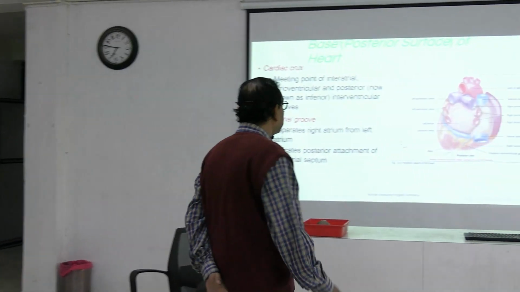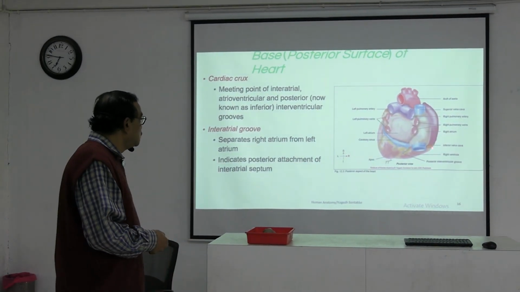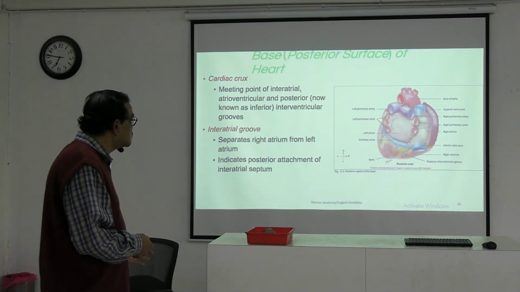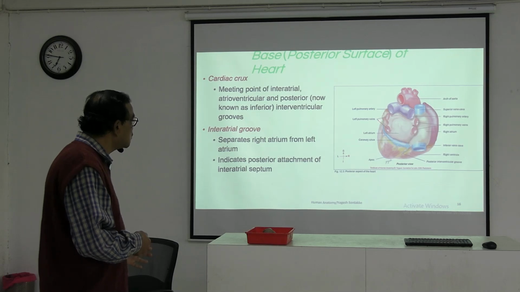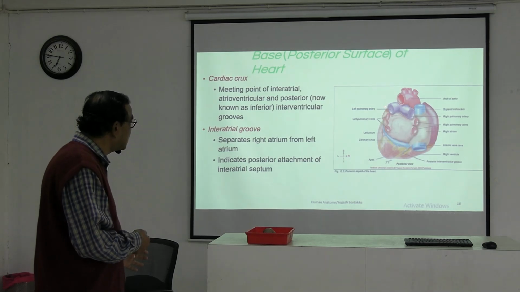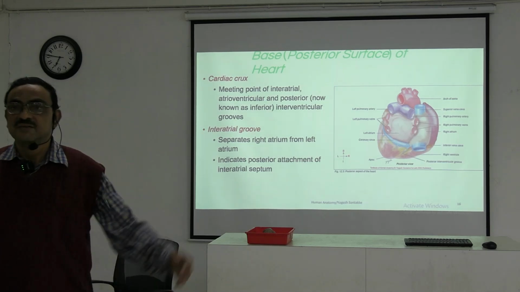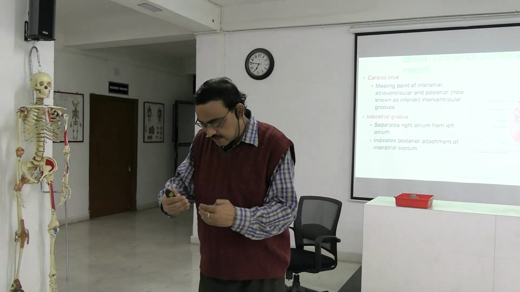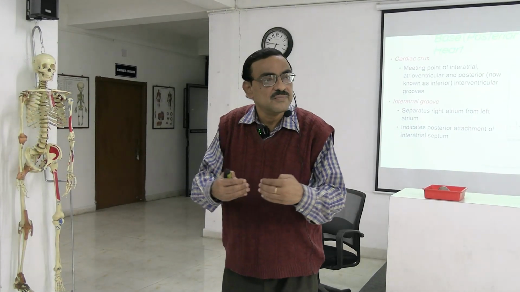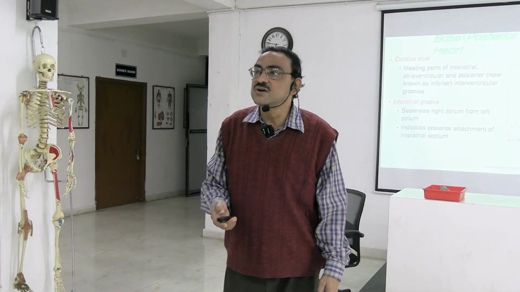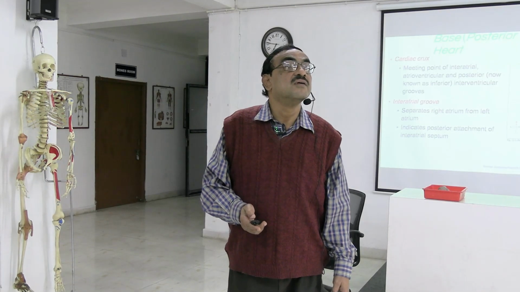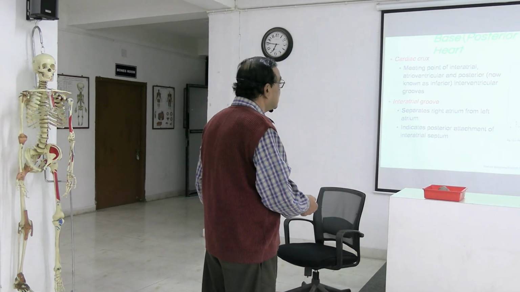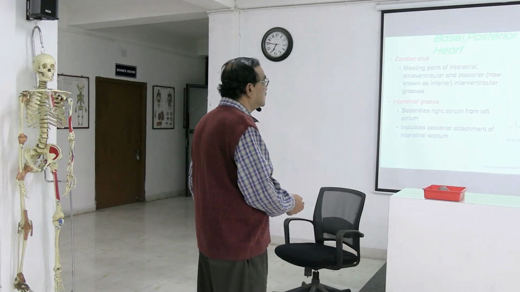Now, why is it important? Just to the left of it, there is an anastomosis between the right coronary artery and the left coronary artery. From the right side, the right coronary artery, from the left side, the left coronary artery, they anastomose with each other. So just to the left of the crux, here is the anastomosing point.